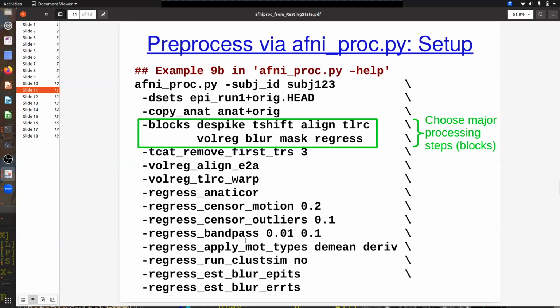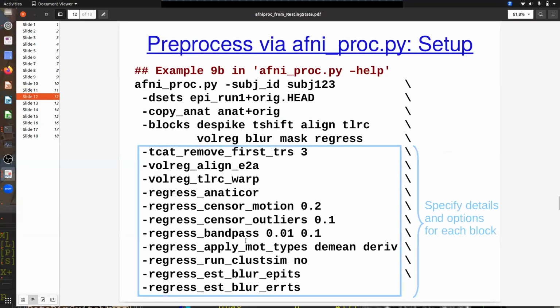These are the things you specify, like your major processing blocks. First, I want to despike it. Then I want to take into account the fact that it's not a whole volume instantaneously, et cetera, et cetera. And so it's nice to break your processing up into the major processing things, and then later specify the details, because that way it's a little cleaner to conceptualize the bigger picture and then focus in on each. And then this is where you focus in on the details of each.